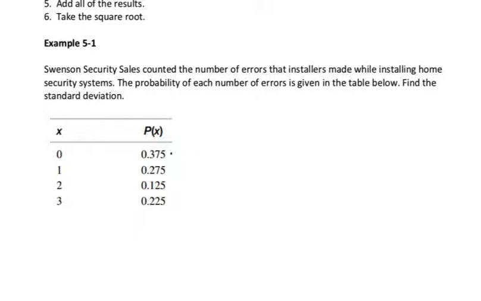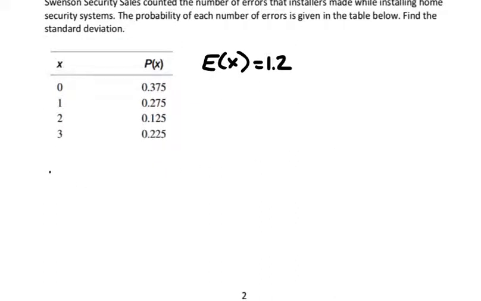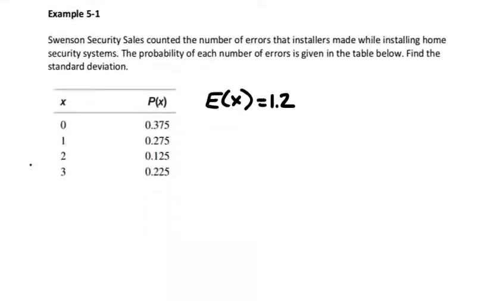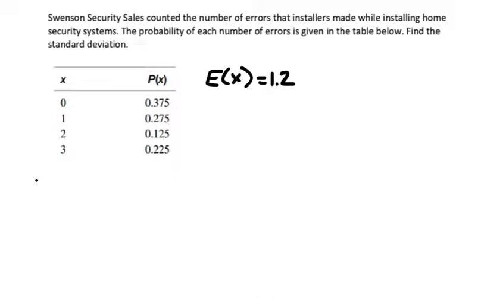So we're using our same data table here. We're going to need the expected value that we already calculated, which is 1.2. So the process is as follows. First, we start by subtracting the mean from the data value. So we're going to take each data value and subtract the mean. So we're going to do x minus E of x. So for the first data value, it's 0. Subtract 1.2, and that's negative 1.2.